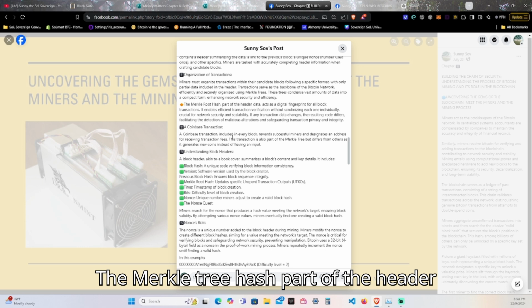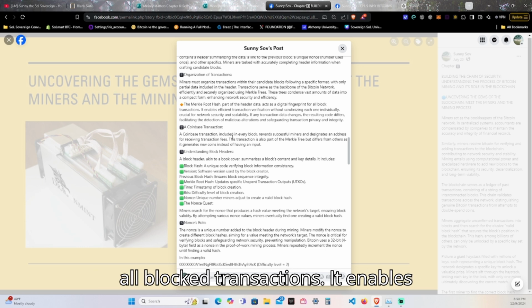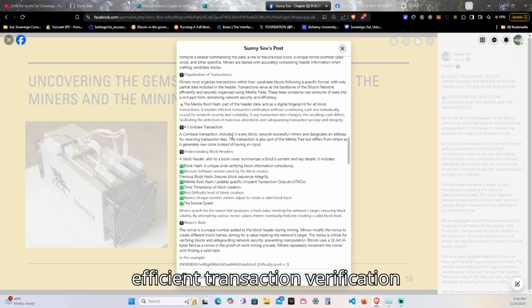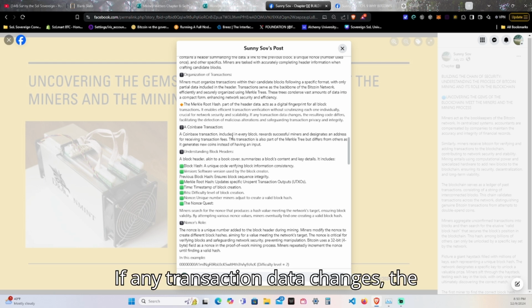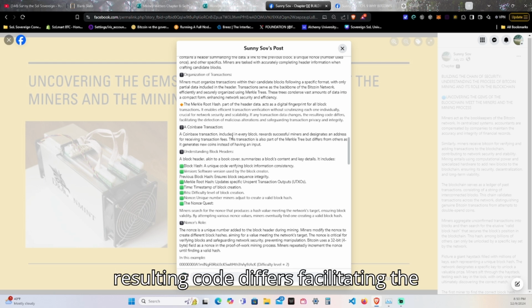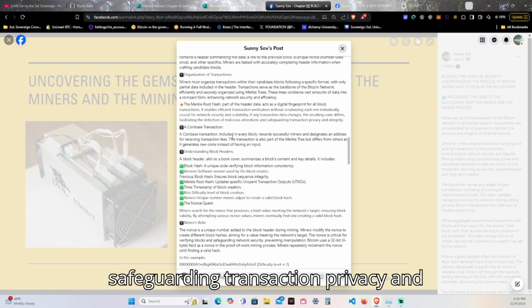The Merkle tree hash, part of the header data, acts as a digital fingerprint for all block transactions. It enables efficient transaction verification without scrutinizing each one individually, crucial for network security and scalability. If any transaction data changes, the resulting code differs, facilitating the detection of malicious alterations and safeguarding transaction privacy and integrity.